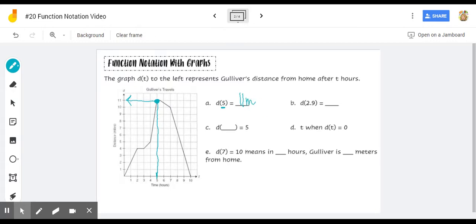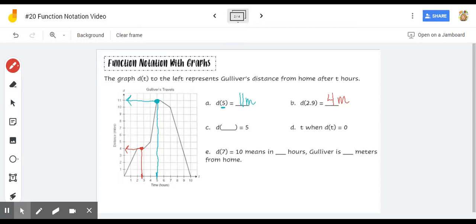Okay, so let's try number 2, where it says d of 2.9. So what we're going to do is off here to the side, we will go to 2.9, which is close to 3. So we'll go about here, and we're going to follow our function upwards, and we hit the function there. And we're going to travel across to see how far of a distance that is. So it looks like 4 meters he has moved.